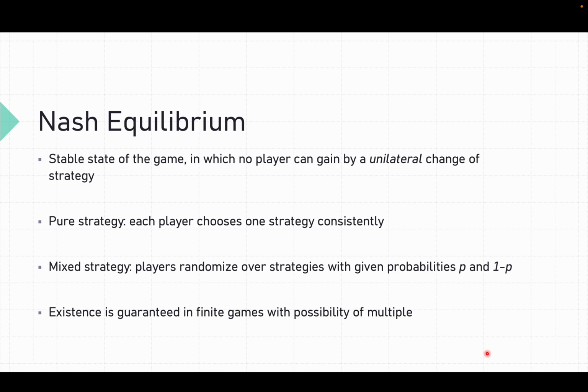There are a few different types of Nash equilibria, mainly the pure strategy and mixed strategy. A pure strategy is where a player chooses one strategy consistently, and a mixed strategy is when they have a probability p of choosing a certain strategy and 1 minus p for the opposite. It is worth noting that there is always guaranteed to exist one or multiple Nash equilibria in finite games.